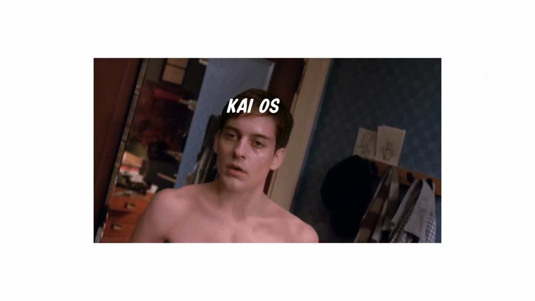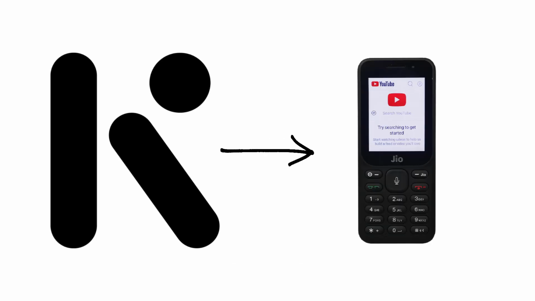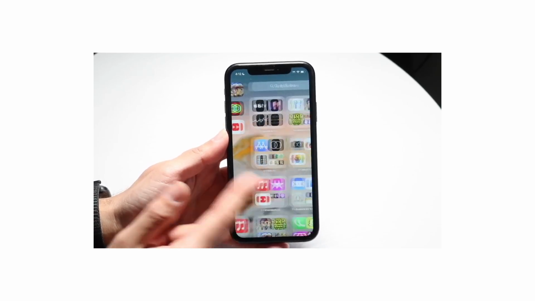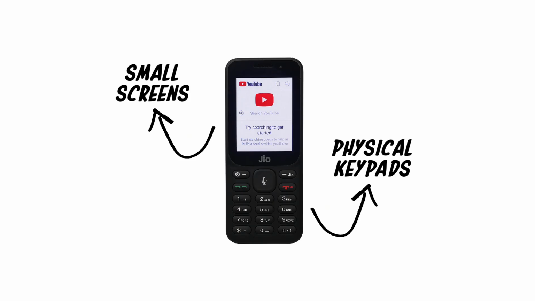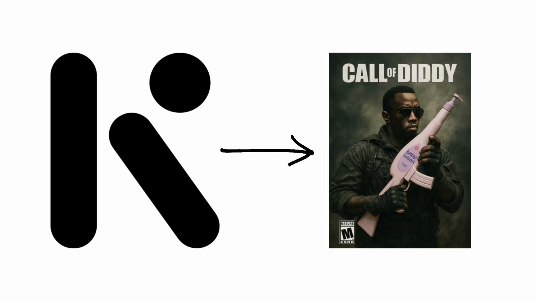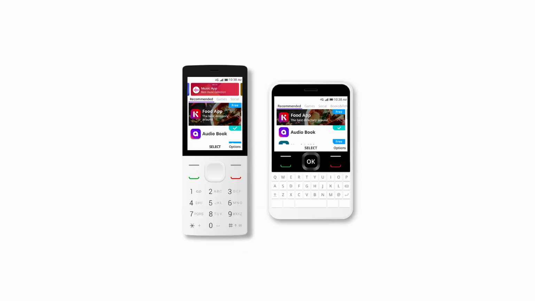KaiOS. KaiOS is a lightweight operating system designed for smart feature phones. It was first released in 2017 and is based on the now-dead Firefox OS. You've probably never used KaiOS yourself, but it's incredibly popular in developing countries like India, Kenya, and Nigeria. The reason is simple, KaiOS runs on phones that cost as little as $20. These aren't smartphones in the traditional sense. They have physical keypads, small screens, and very little storage. But KaiOS gives them essential apps like WhatsApp, YouTube, Google Maps, and a basic web browser. It even has an app store called Kai Store.